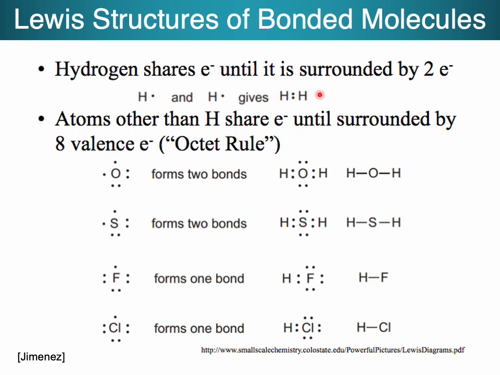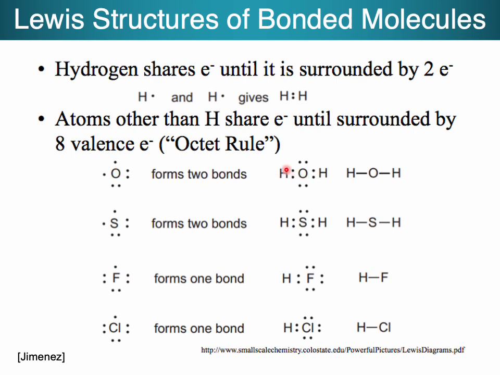And this is also why most of the gases form diatomic molecules. And atoms other than hydrogen share electrons until they're surrounded by 8 valence electrons. We call it the octet rule. For instance, an oxygen atom has 6 valence electrons in its outermost shell, so it's missing 2 in its valence shell, so it would like to form 2 bonds.